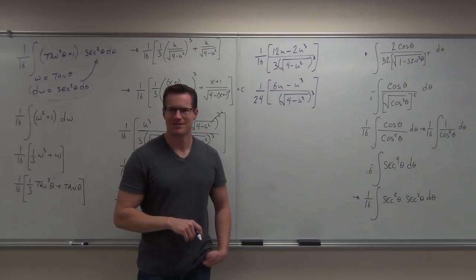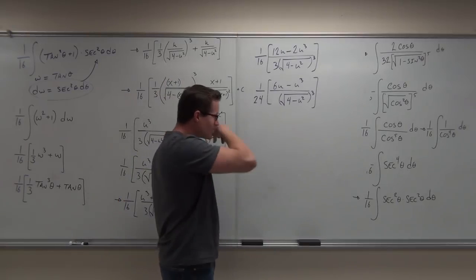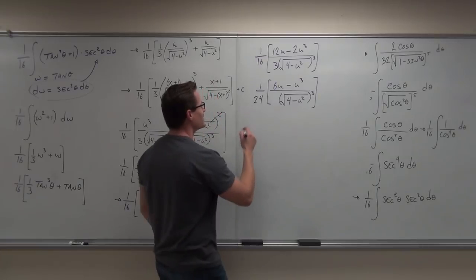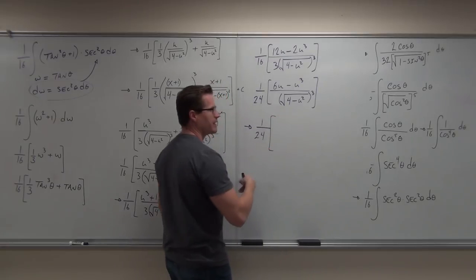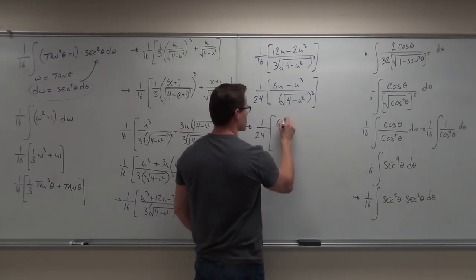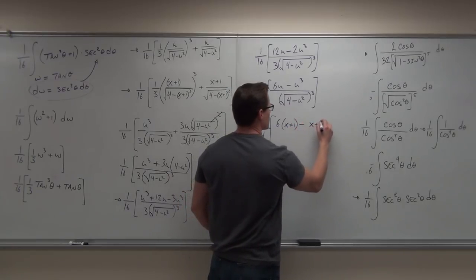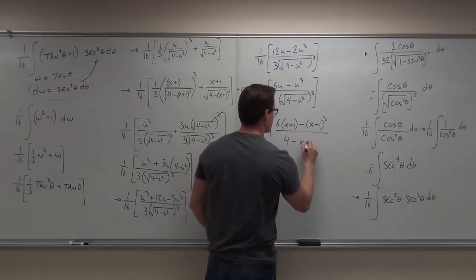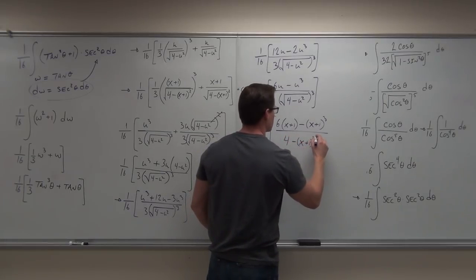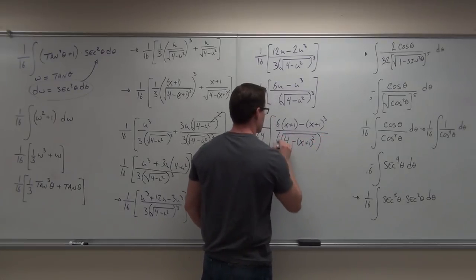Let's see. Not yet. We're going to do the x's. At this point, when you've had it simplified, here's where you plug in x plus 1. So 6 times x plus 1, because u is x plus 1, minus x plus 1 to the third power, all over 4 minus x plus 1 squared, square root to the third.